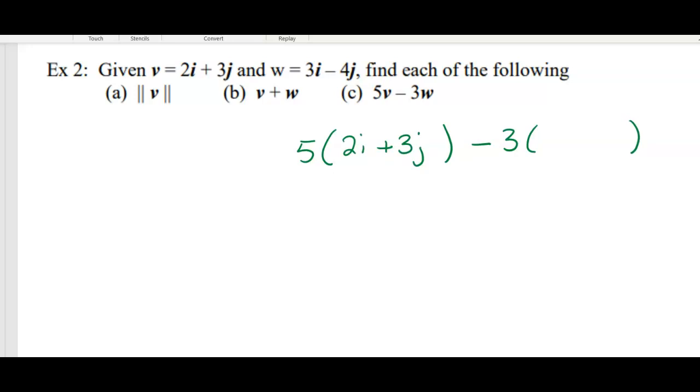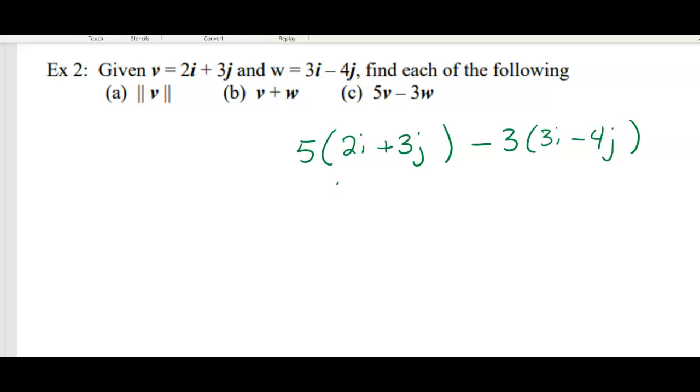And w is 3i minus 4j. Y'all, numerically, this is just dealing with polynomials. What does it all mean? It means that I multiplied the magnitude of this vector by 5, I multiplied the magnitude of this vector by 3, and now I'm subtracting, and there's a cool application for subtracting too.